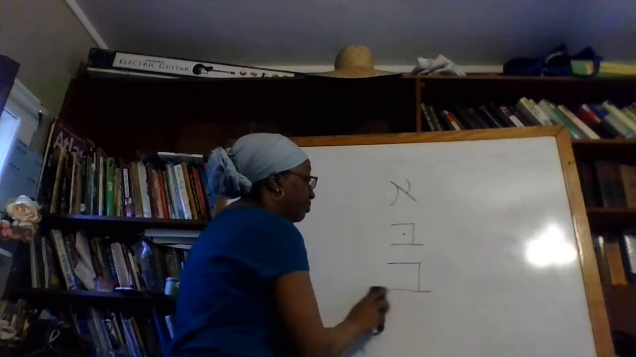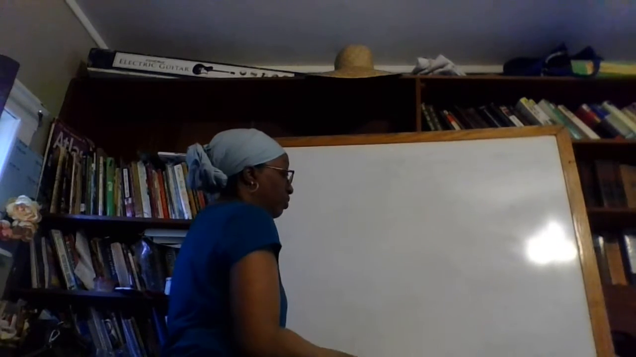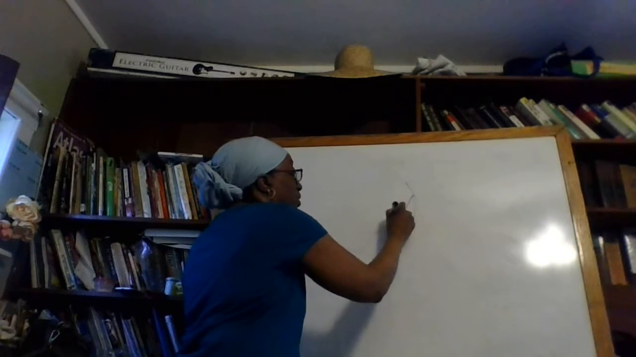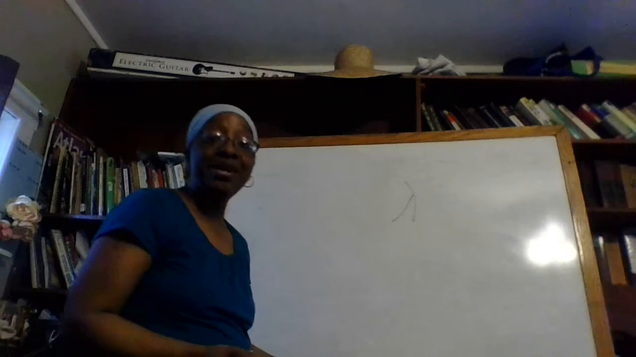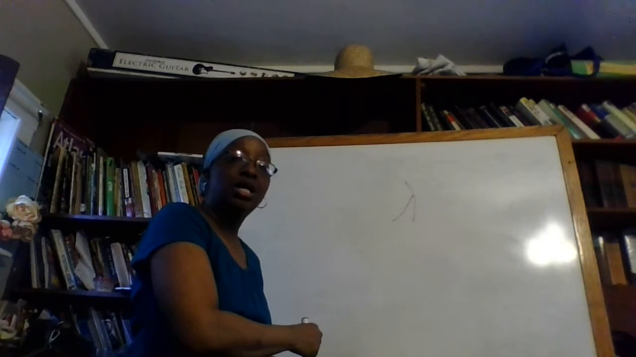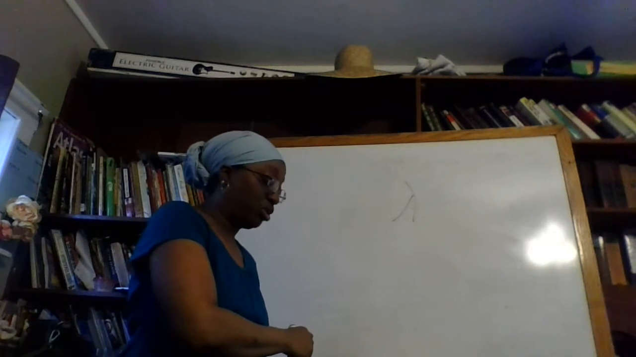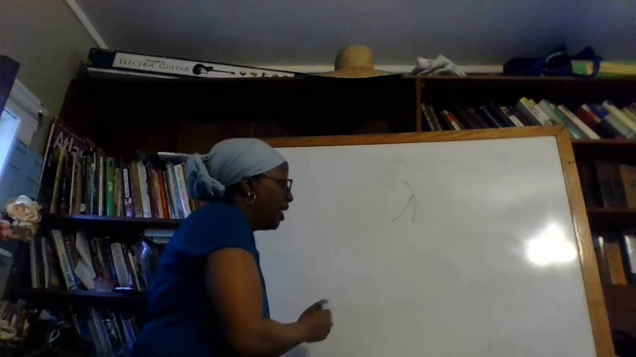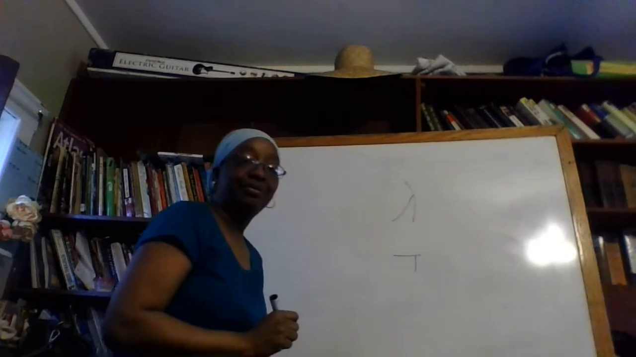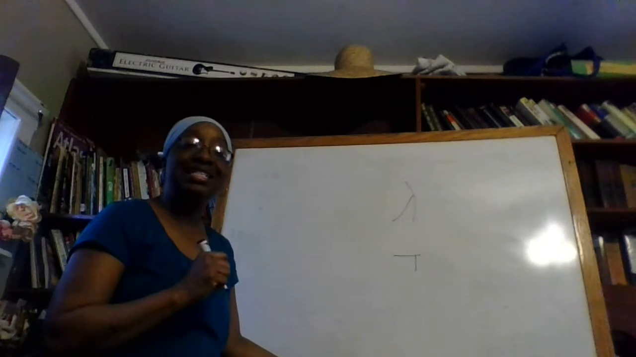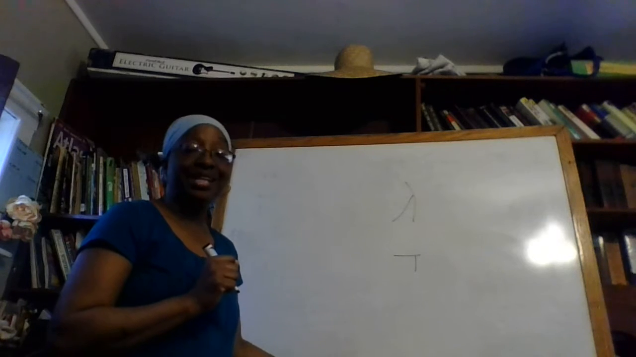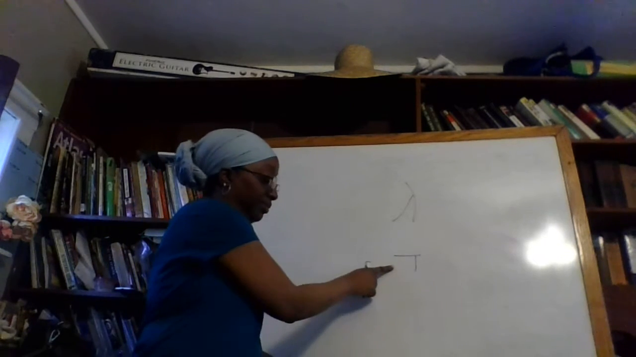Next, we have the letter Gimel. Gimel makes the g sound, like in goat. G, g, like in goat. Next is the letter Dalet. Dalet makes the d sound, like in dog. Dalet.